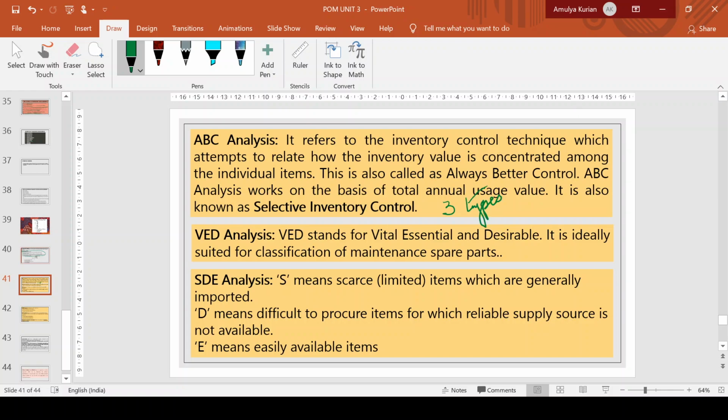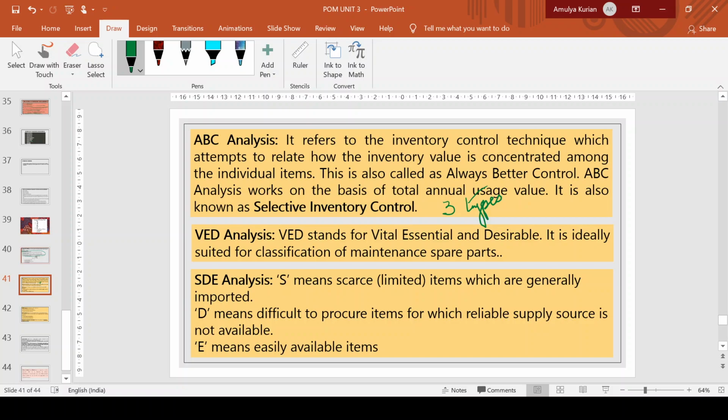First one is A category, second is B items, and third is C items. What is A items? A items need tight control and accurate records. A items are very important for the organization because they are high value things, and frequent value analysis is required. That is A. A means high value things which need tight control and accurate records.